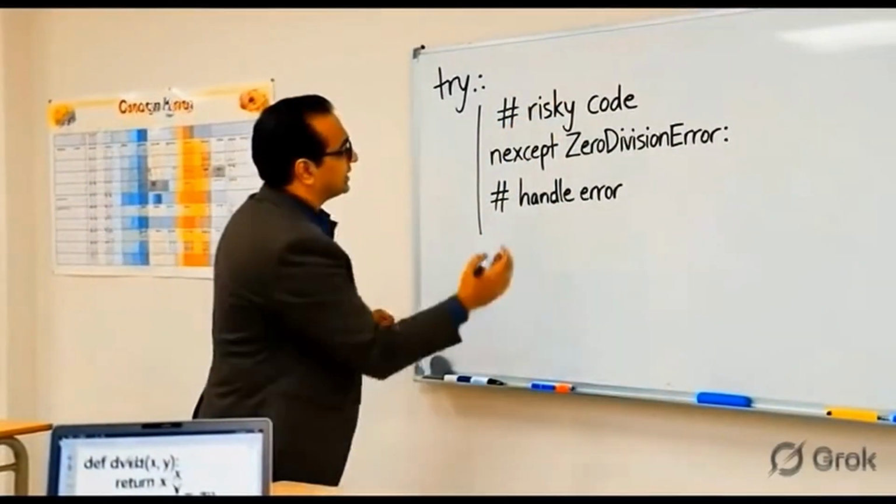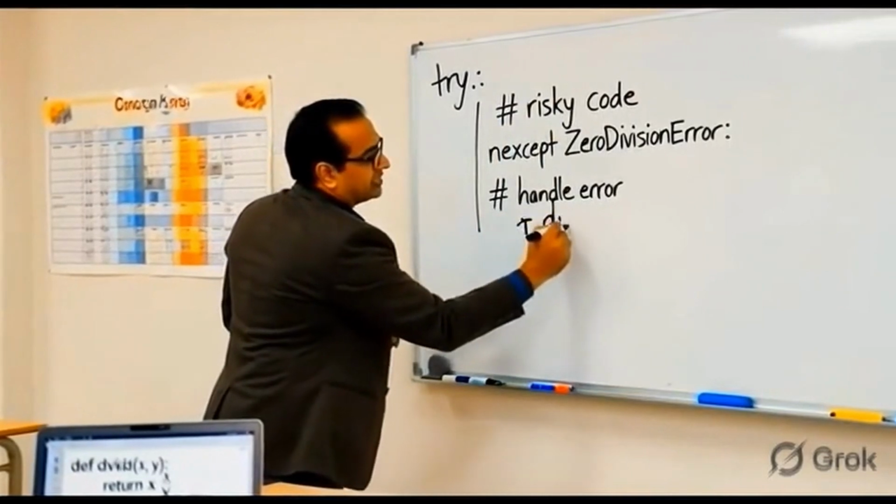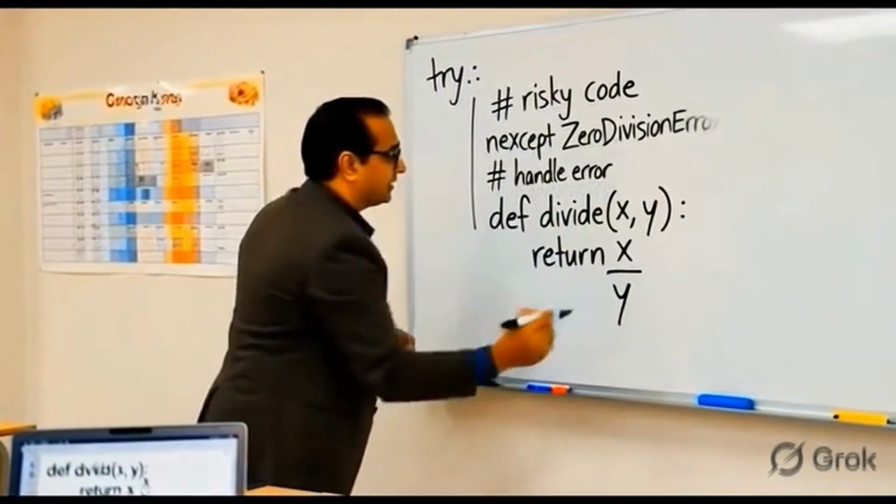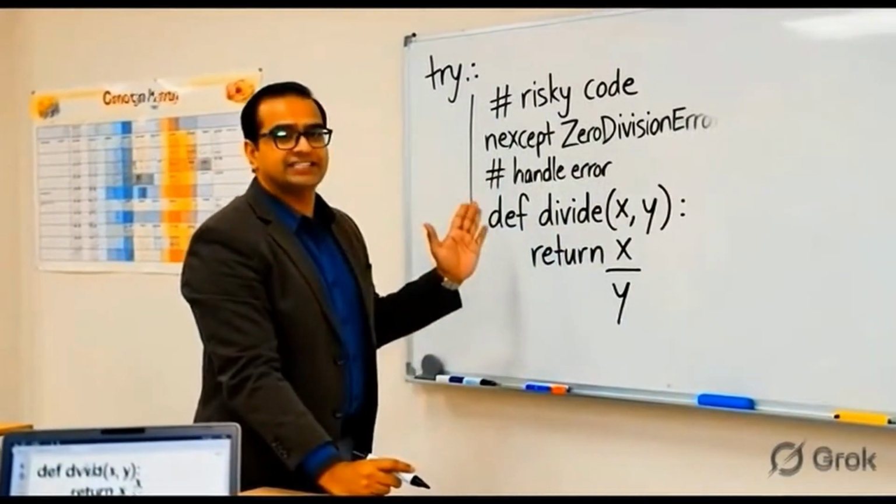Let us write a simple example. First, we define the function, then we add the risky code inside the try block. Finally, we handle the error in the except block.